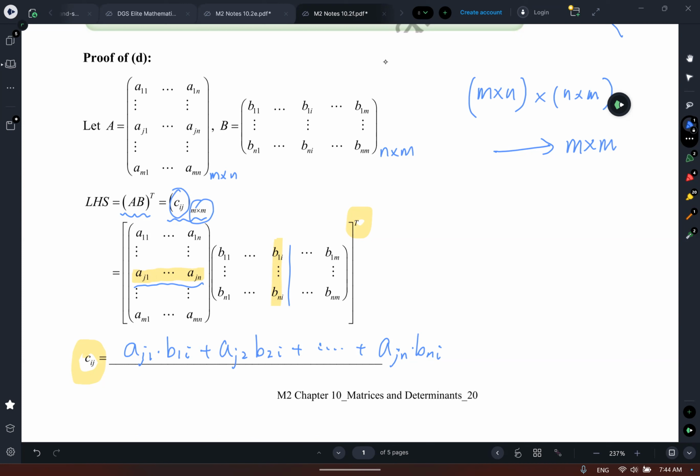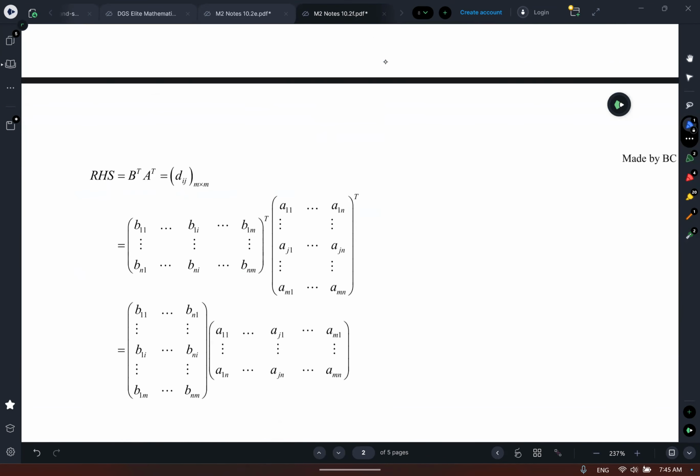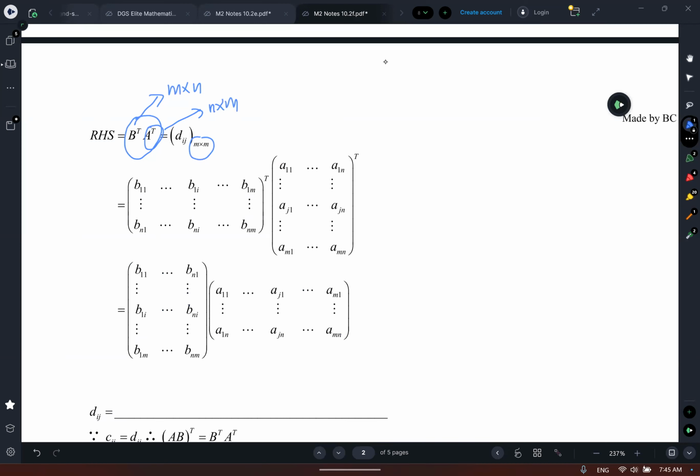So that is how I calculate (AB) transpose. Now for the right-hand side. Because of the size, B transpose is M times N and A transpose is N times N, so the outcome is M times M again. So this is B transpose, and this is A transpose.